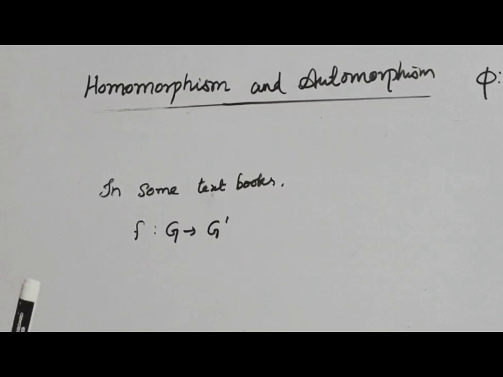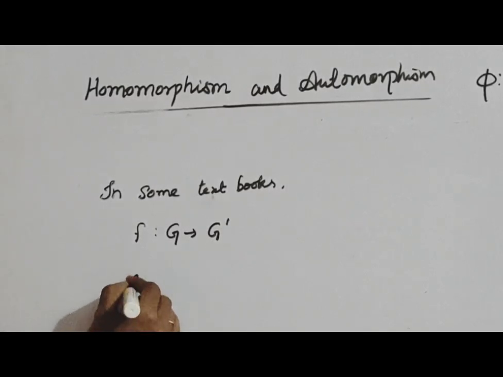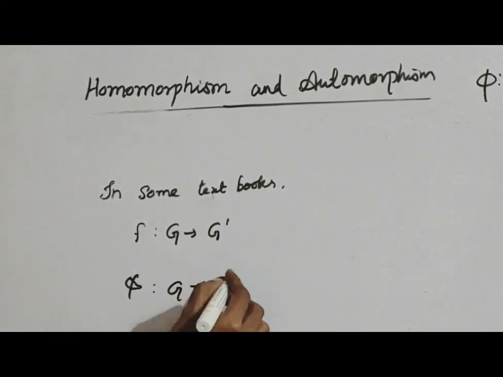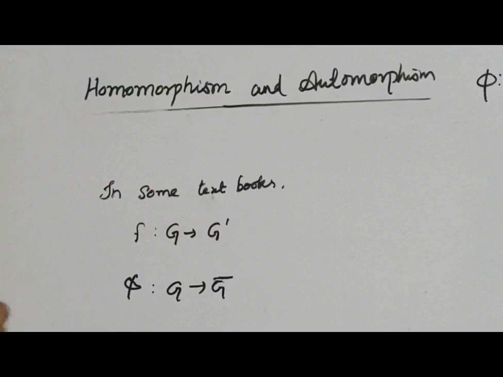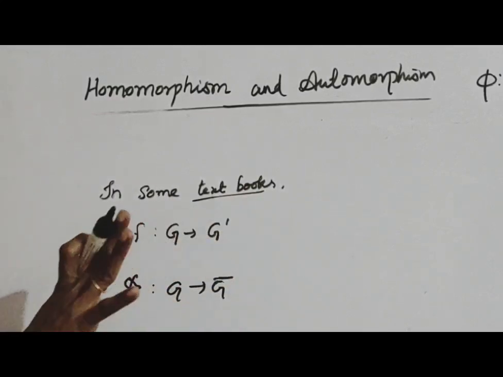In some textbooks, the homomorphism function phi is defined as f. Here phi is defined from G to G bar, right? In some textbooks, they mention f from G to G dash, but both are the same.